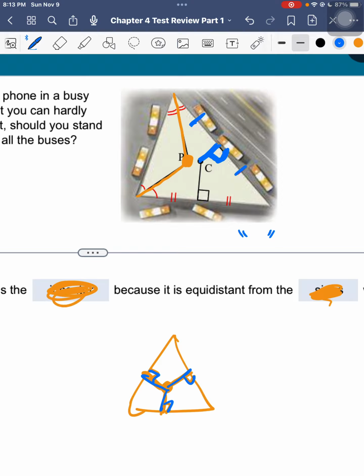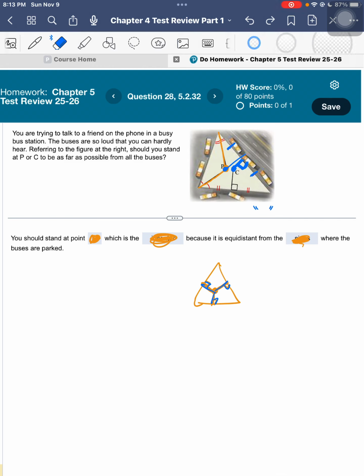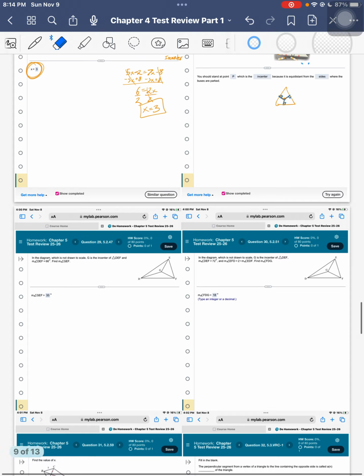I don't want that. If this is a perpendicular bisector, that means this is the circumcenter, and I don't want the circumcenter right now. I want the incenter. So where am I going to stand to be equally as far away from all the sides of the triangle, all the area where the buses are? I'm going to be at point P. Point P is the incenter. So you should stand at point P, which is the incenter, because it is equidistant from the sides where the buses are parked. So that's a good question.